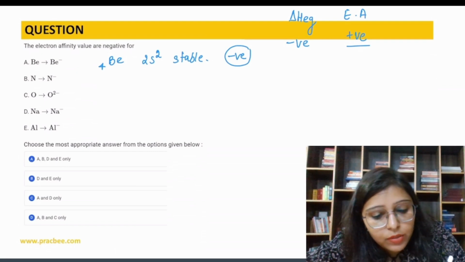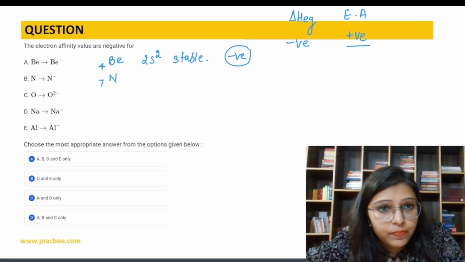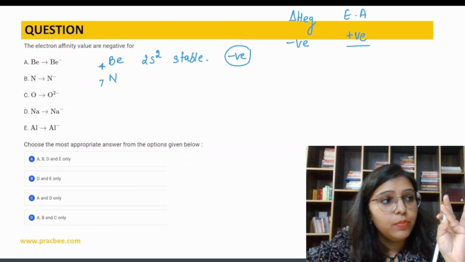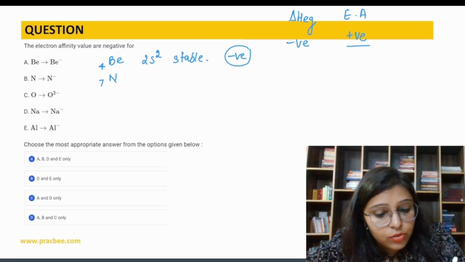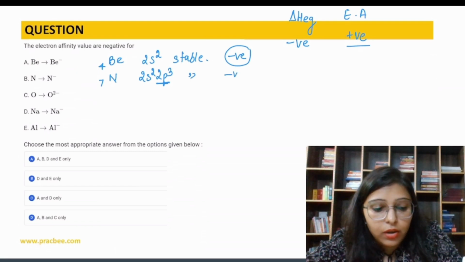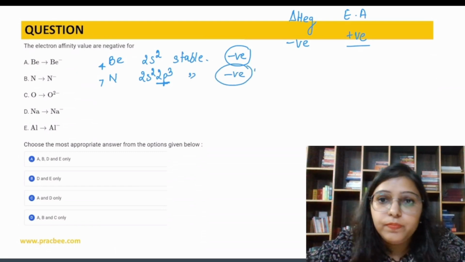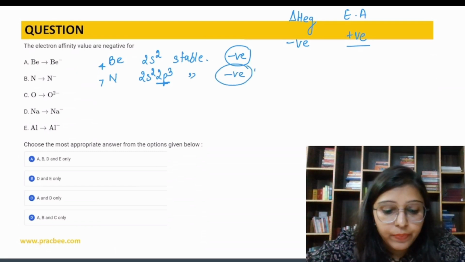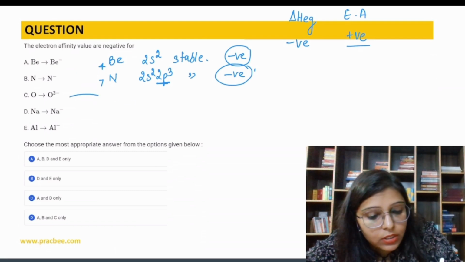Now we have nitrogen. Nitrogen atomic number is 7. Hydrogen, helium, lithium, beryllium, boron, carbon, nitrogen, 7. So the configuration is 2s2 2p3. Again half filled, stable, so negative, negative, negative. ठीक है. Now let's check for oxygen.